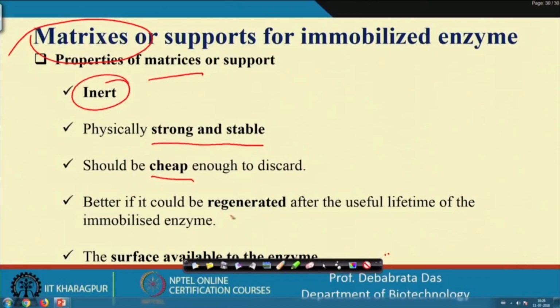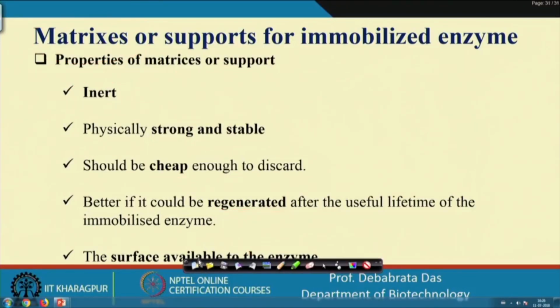So naturally, in a liquid solution, it will settle at the bottom. So you have to do some stirring, and for stirring you have to apply some kind of shear forces. So it should be stable and strong, otherwise degradation will take place. It should be cheap and it should be regenerable. Regenerable means we can use it again and again. And regarding the surface available for the enzymes, if the solid matrix has a greater surface area, then more enzyme can be immobilized on it.